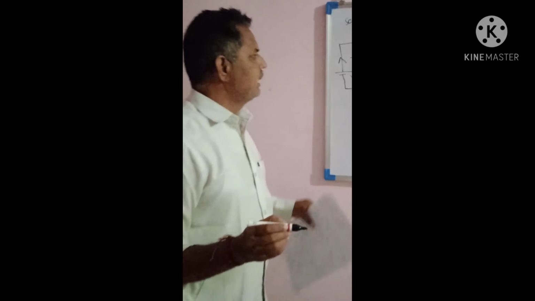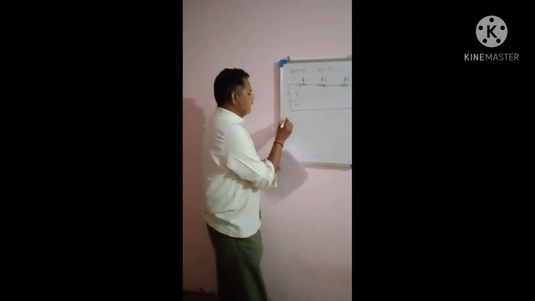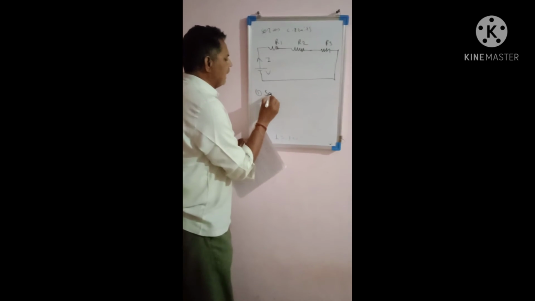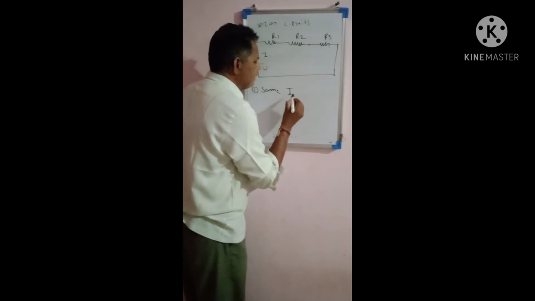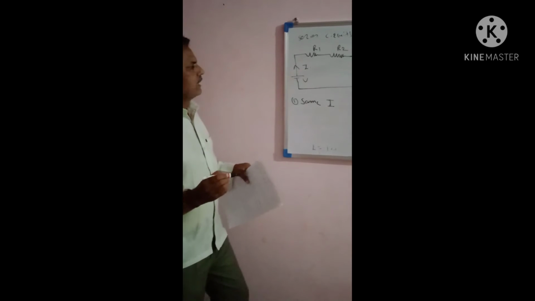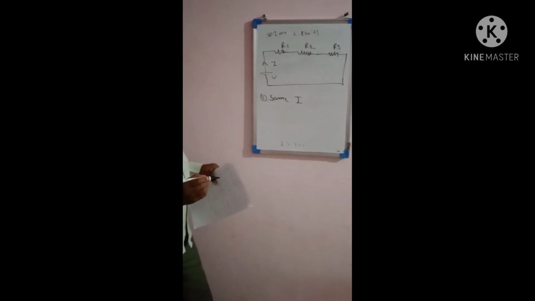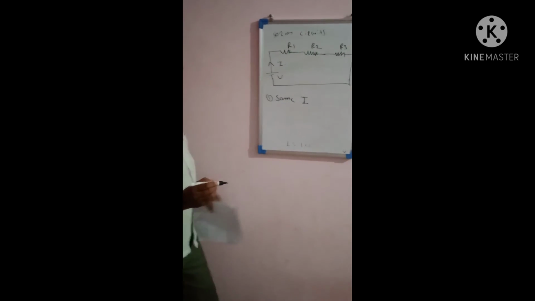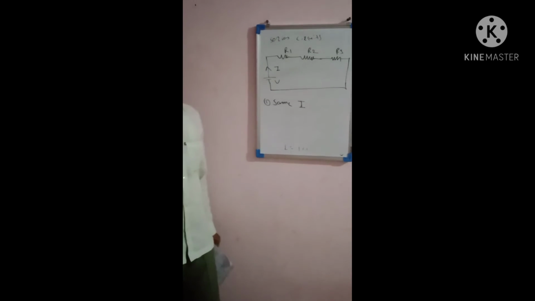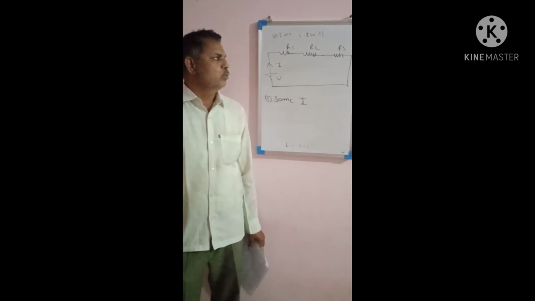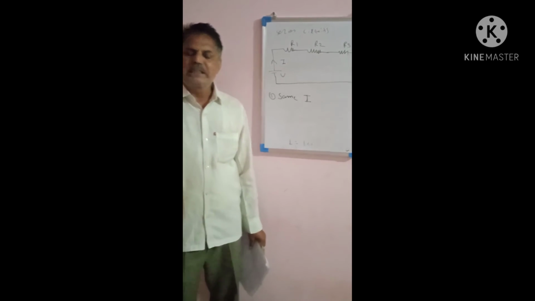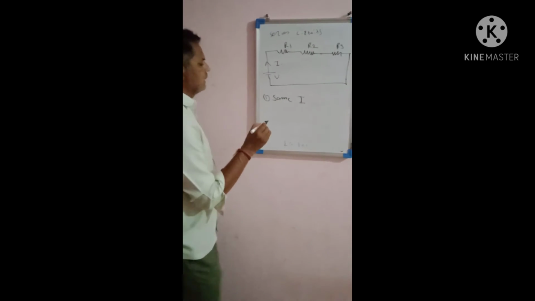Now what are the characteristics or properties of a series circuit? The first property is that the same current flows through all resistances. This is a very important property of a series circuit. In the network the current is I, and the current flowing through resistance R1 is also I, through R2 is also I, and through R3 is also I. Means the same current flows through all resistances.